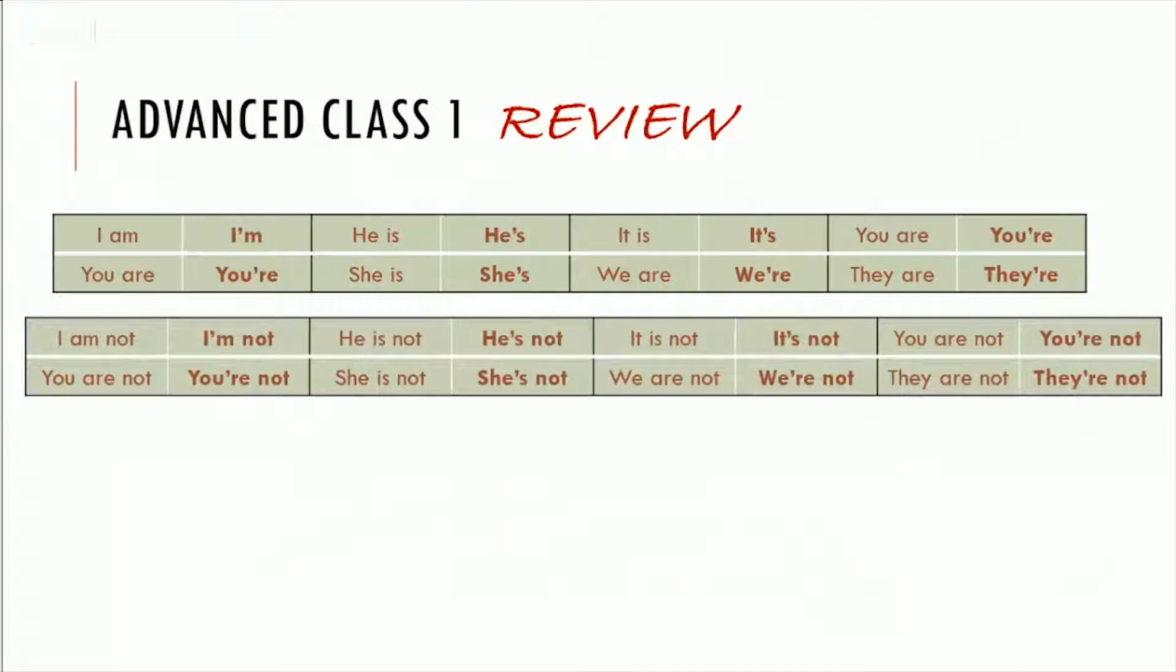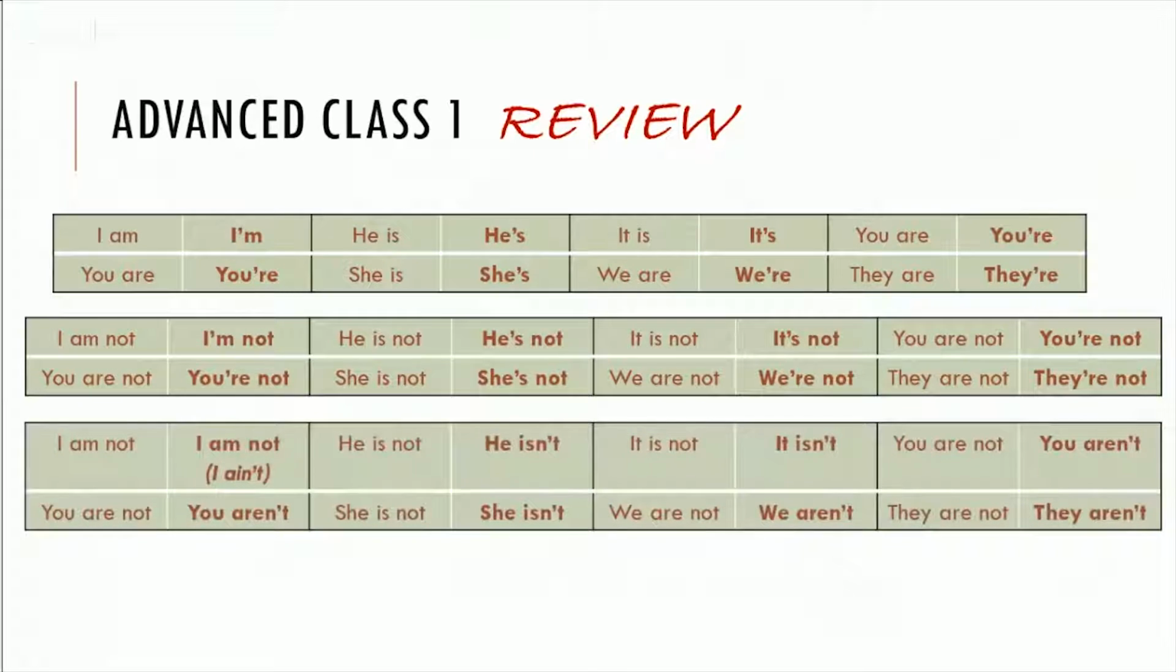So we practice that. And then we also practice all of these with the negative, which will be coming up on your screen momentarily if it has not already. And with the negative, we have I am not. And we also did the contractions. I'm not. He is not. He's not. It is not. It's not. You are not. You're not. We also have the plural. You are not. You're not. She is not. She's not. We are not. We're not. They are not. They're not.